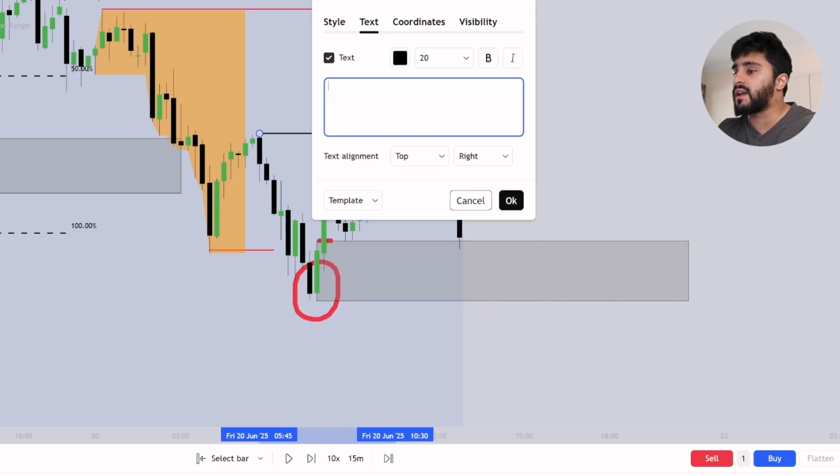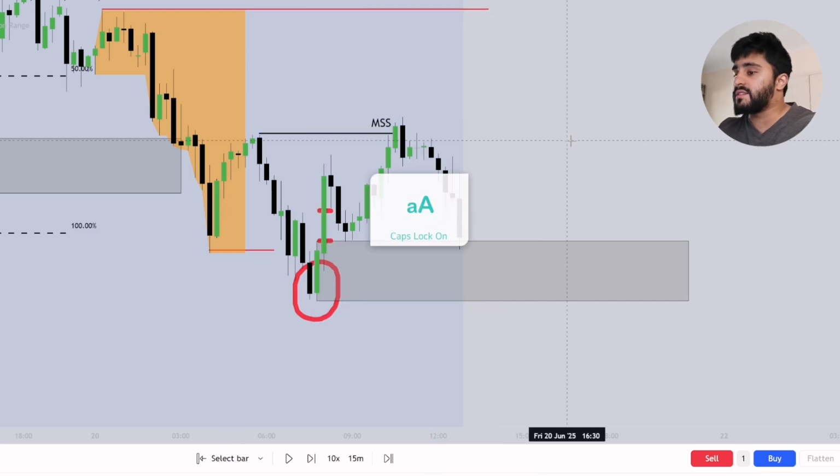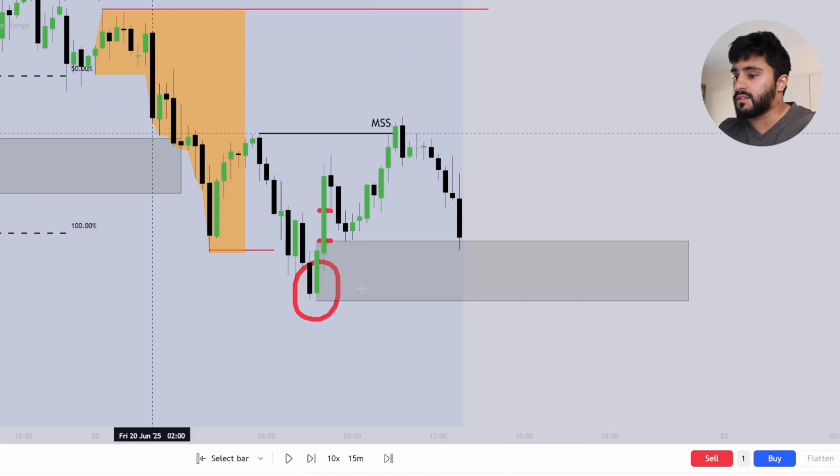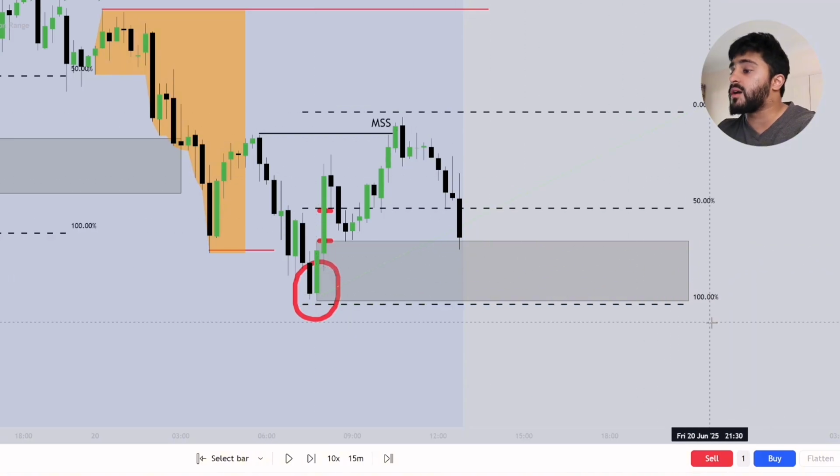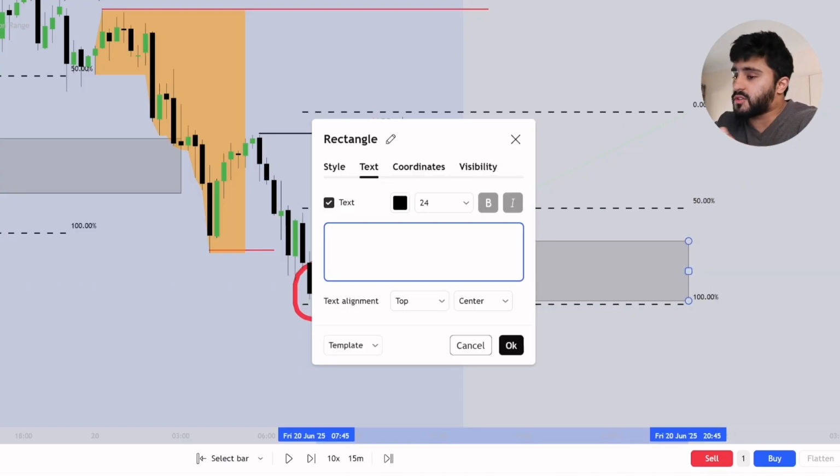So I'm just going to label this black line MSS, the market structure shift. Now we also have a structural low down here and a structural high. Notice how we've come below the 50% area. We are in a discount. And when you're in a discount and you've tapped into an order block or a POI or a demand zone, whatever you want to call it.